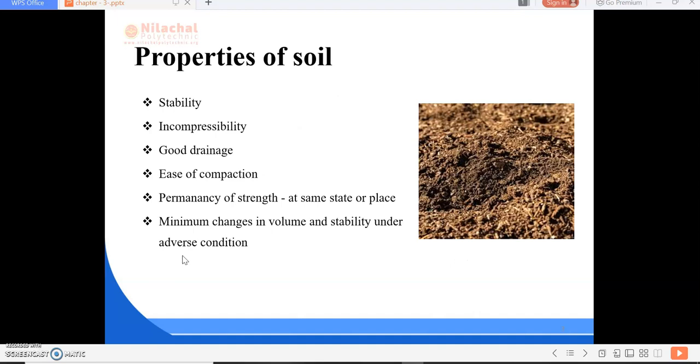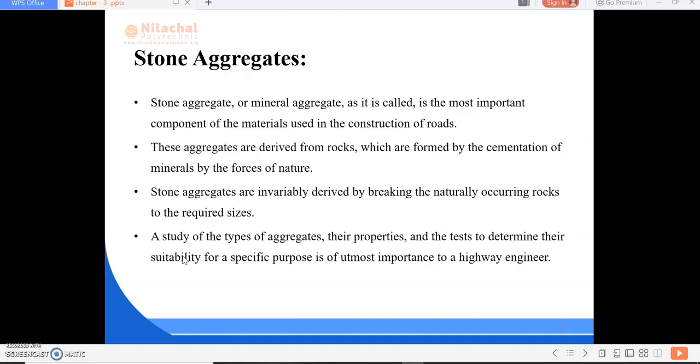Next is properties of soil. There are various properties of soil like stability, incompressibility, meaning if compressed they suffer no significant volume change, permanency of strength at the same state or place, good drainage condition, ease of compaction, then minimum changes in volume and stability under adverse condition. So these are the various properties of soil.